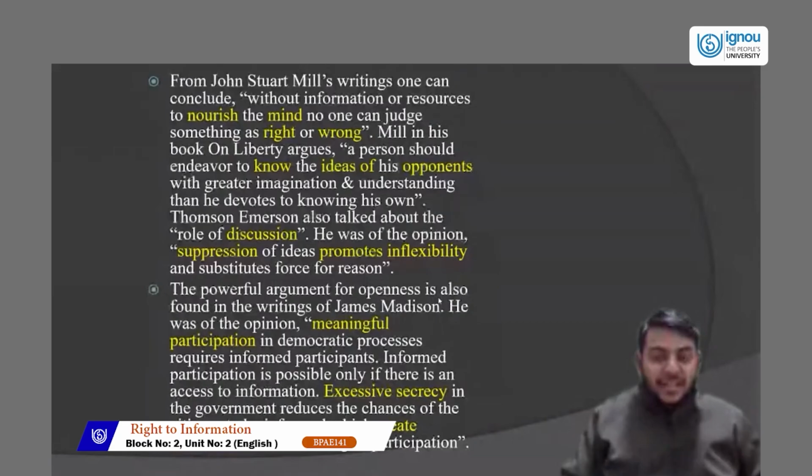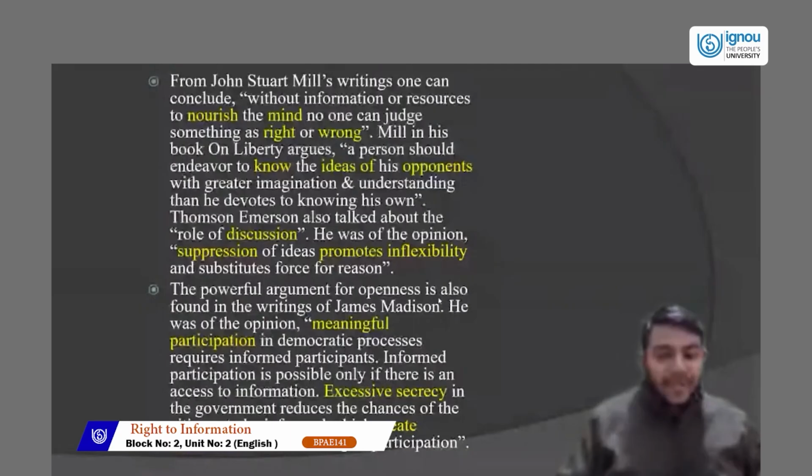Their right to know is being suppressed, and the citizens may also develop the suspicion that the government is suppressing their right to know because the government is indulging in some wrongdoings. So this kind of unnecessary suspicion can also develop in the minds of the citizens, and this can make them rebellious also, which can threaten the very existence of the government itself.